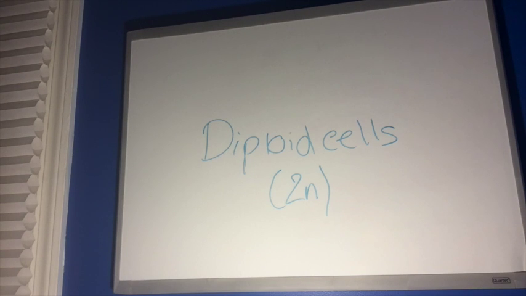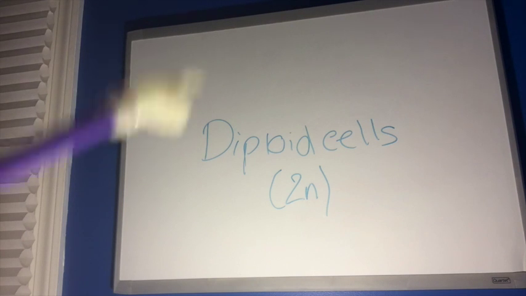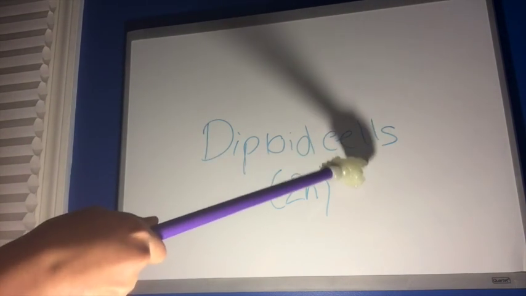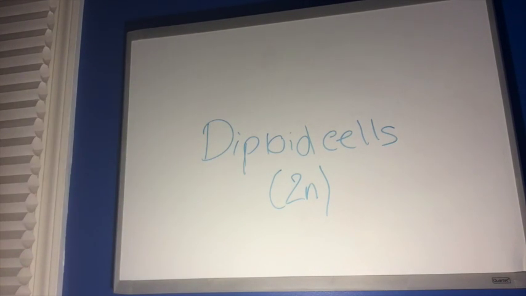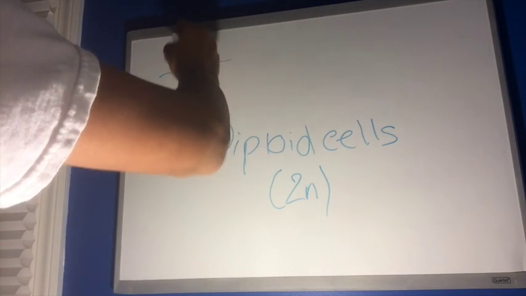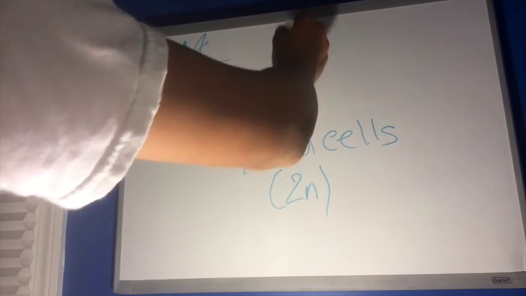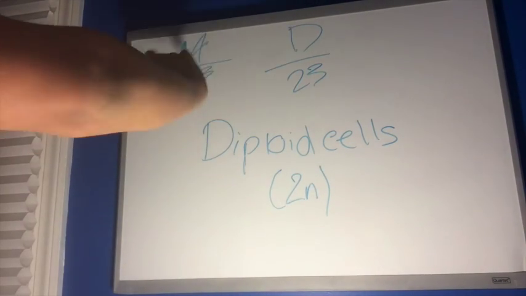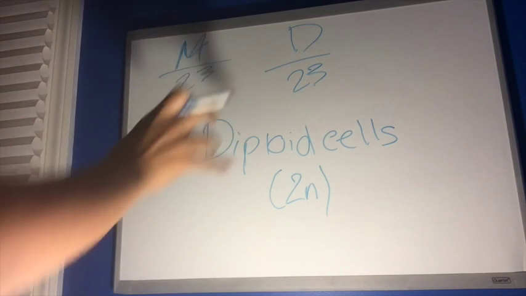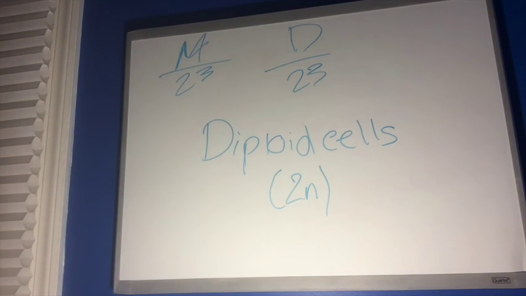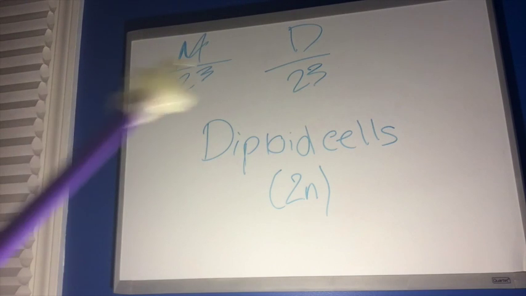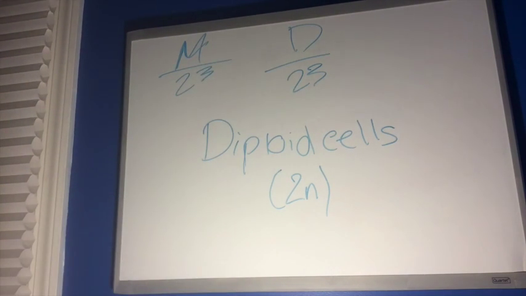Usually we have 23 chromosomes from each of our parents, so we have 46 in total. That is what diploid cells are. That means that we have 23 from mom and 23 from dad. That's why there's 2, because we have 2 parents and we receive a set of chromosomes from each parent. So that's what a diploid cell is.